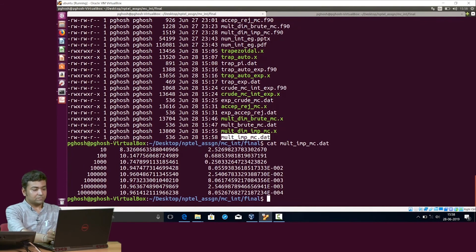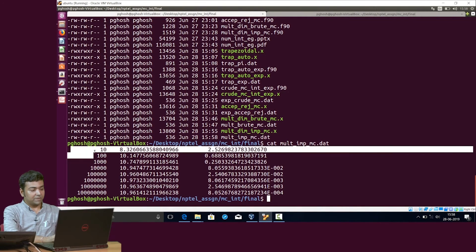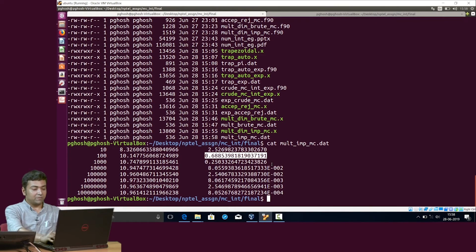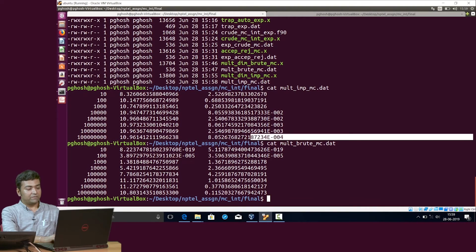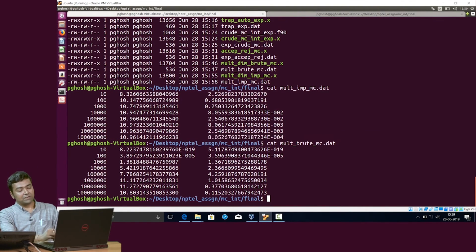So, imp dat. The first column is my n, the second column is the value of the integral, and the third column is the sigma. Let us compare this with the brute force one which we did in the previous part. In the brute force one, the lowest value of the sigma that we can get is 0.11, which is just one order of magnitude smaller than the value of the integral. For the same number of points, with my importance sampling, you see it is converging very fast, the sigma is decreasing very fast. And if you do the algebra, you can see that the sigma will go as 1 by square root of n. That also you can check and see whether it is valid.